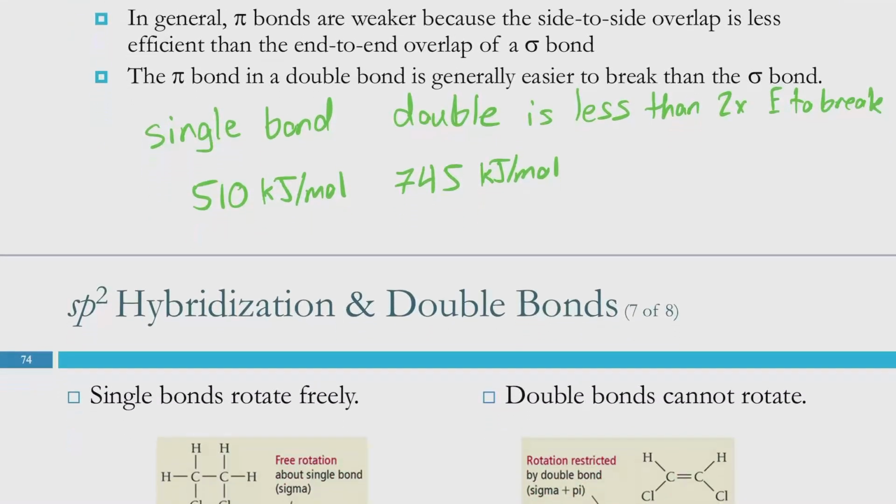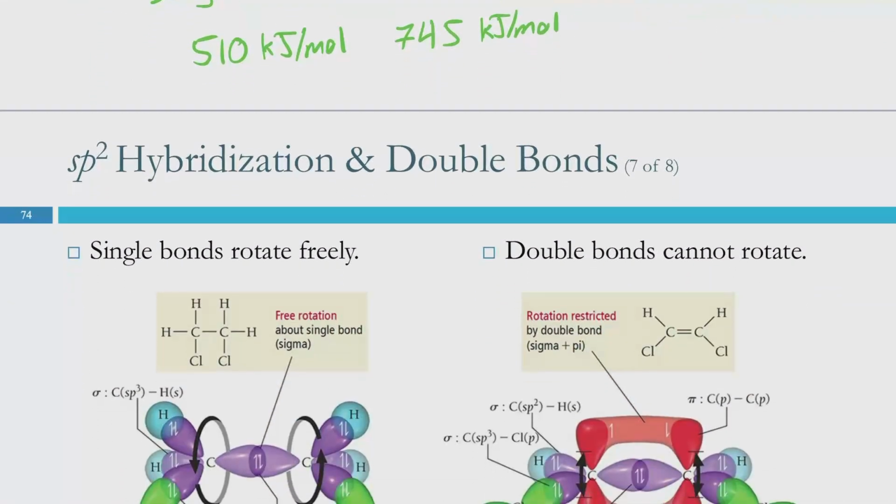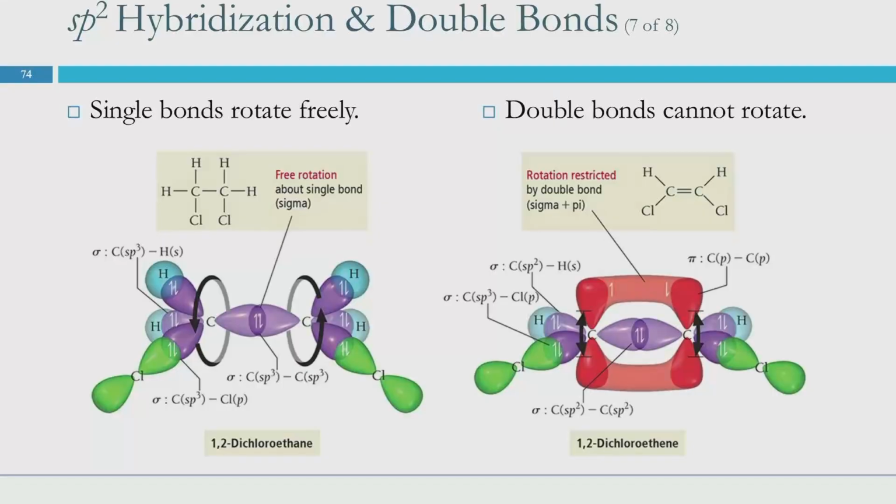Other fun stuff with double bonds. Single bonds, because they are end-to-end overlap, can rotate freely. So if we're still thinking about handshakes, then in the handshake model, we're cyborgs and our arms can rotate. They can twist in their socket. So the bond can spin because it's just end-to-end overlap. When you rotate it, it stays overlapped. Rotating doesn't break the overlap of this sigma bond.